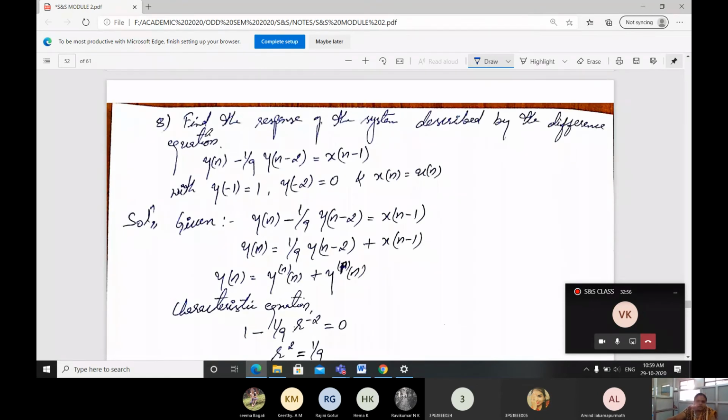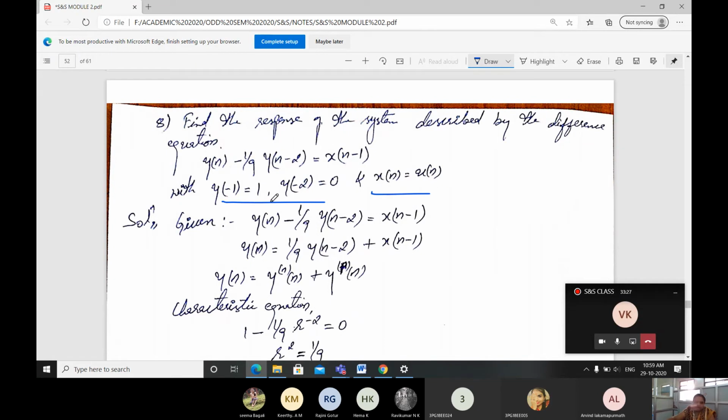Next problem is to find the response of the system described by the difference equation y(n) minus 1/9 y(n minus 2) is equal to x(n minus 1), with y(minus 1) equal to 1, y(minus 2) equal to 0, and x(n) equal to u(n). The initial conditions are given, and the input is also given.